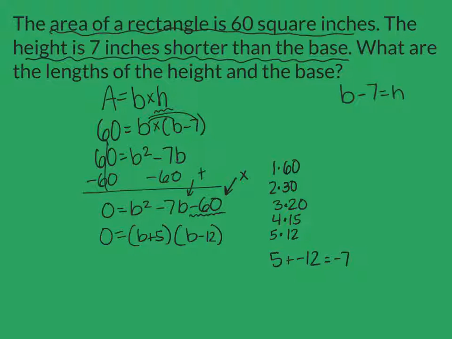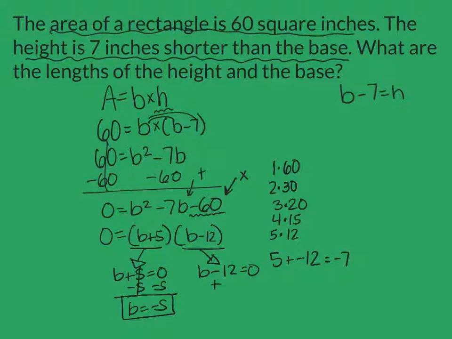Then now that it's factored, we are going to solve the equation to see when it equals 0. So either this first parentheses could equal 0, or the second parentheses could equal 0. So I solve each one. B could equal negative 5, or B could equal 12. So I have 2 options for what the base could be. I need to see which one makes more sense.